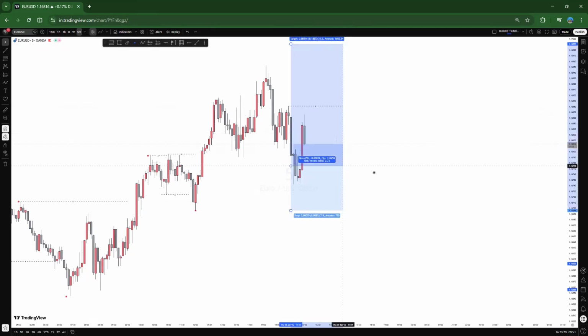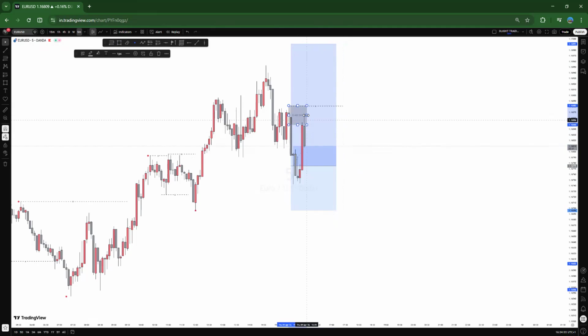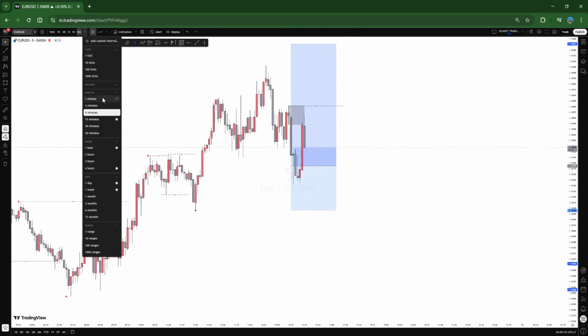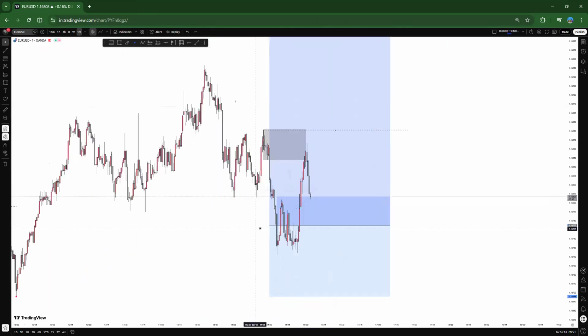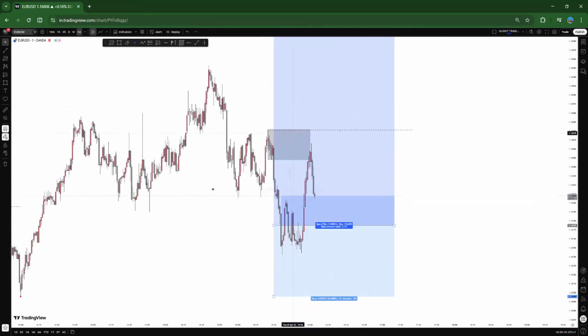Okay, now you can see price is reacting off this supply right around here. It did the same thing on gold. Supply right around here. Let's see the 1 minute. Okay, now price is currently reacting off this. Now this is a strong high.